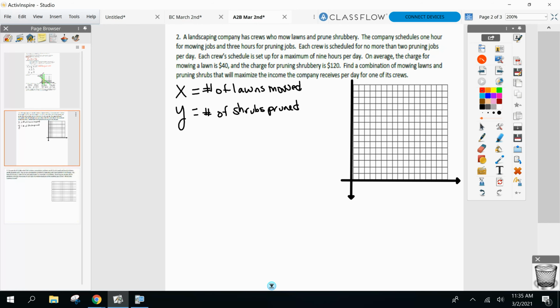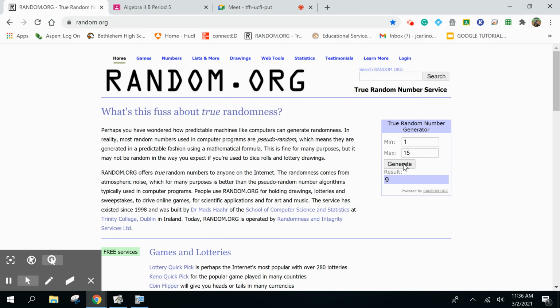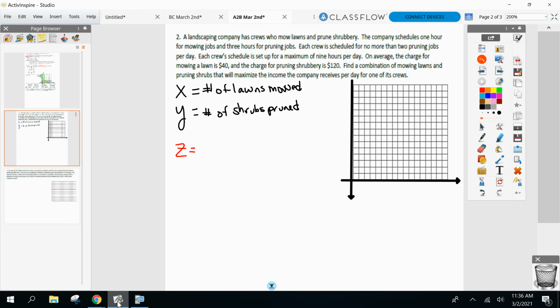You ready for your objective function? Z equals. This is going to tell me the total amount of money you can make mowing lawns and pruning shrubs. What's that going to look like? Money now. I'm only dealing with the money. Here you go, Eliana. You got an equation that's going to tell me how much I can make. I said 40x plus 120y. Got it. That's all we need.